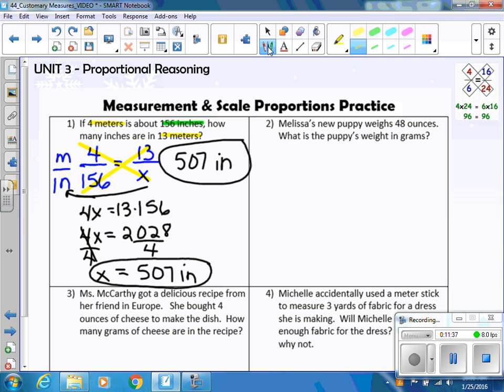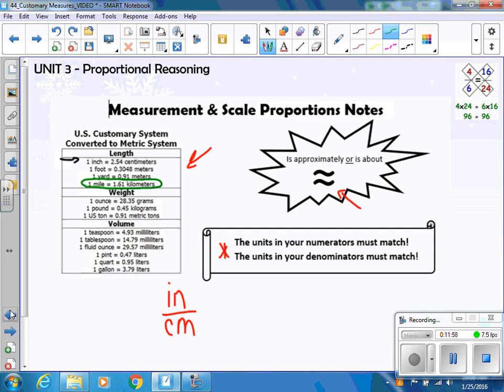So ounces is customary, grams is metric. So we're looking at ounces over grams. And I don't have anything to look at, so I need to go back to my table and use that as an example. I'm looking at ounces and grams, which is right here. 1 ounce is 28 and 35 hundredths of a gram. So 28.35 in 1 ounce.